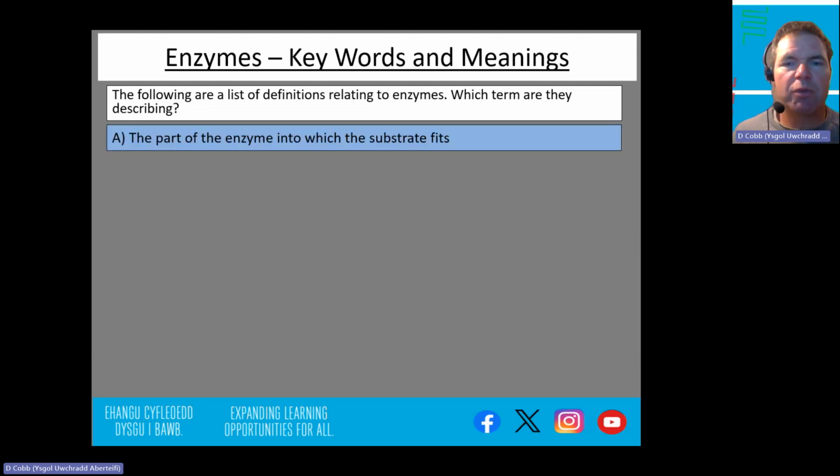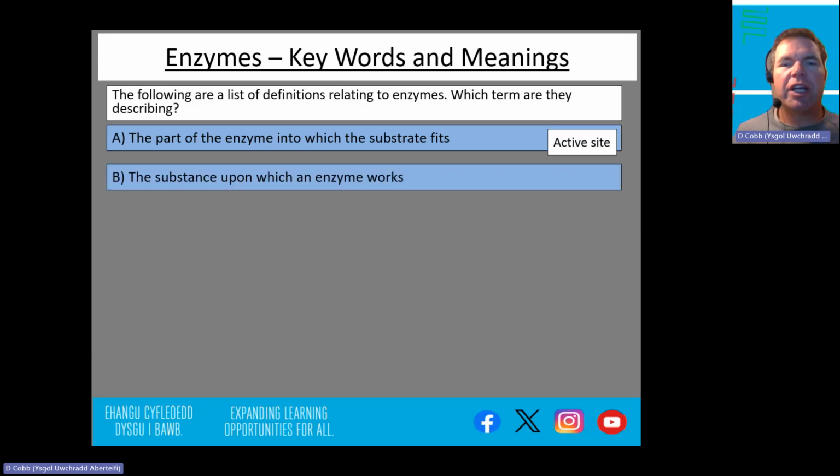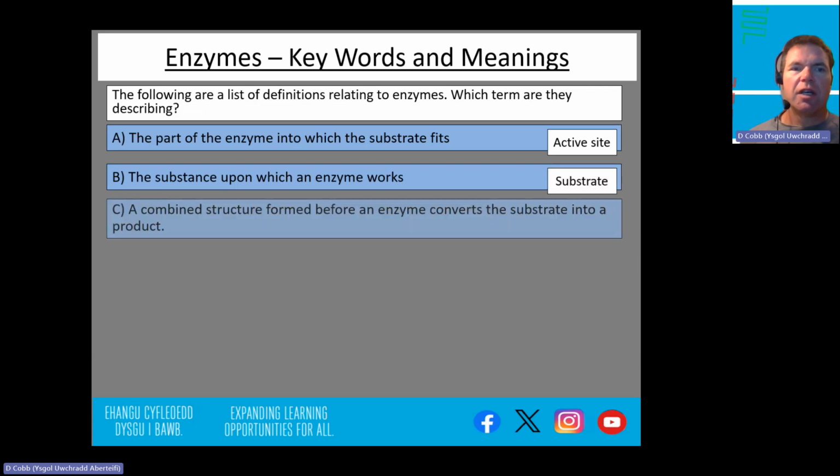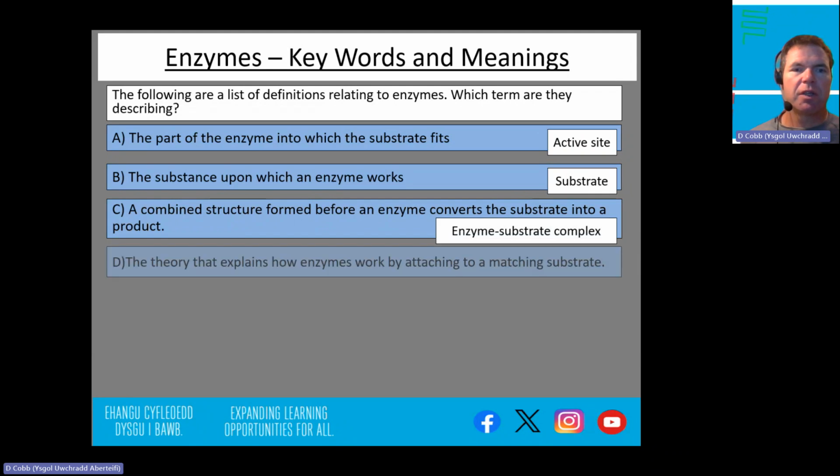The part of an enzyme into which the substrate fits, that is the active site. The substance upon which an enzyme works, that is the substrate. A combined structure formed before an enzyme converts the substrate into a product, that's the enzyme substrate complex. The theory that explains how enzymes work by attaching to a matching substrate, that is the lock and key theory.